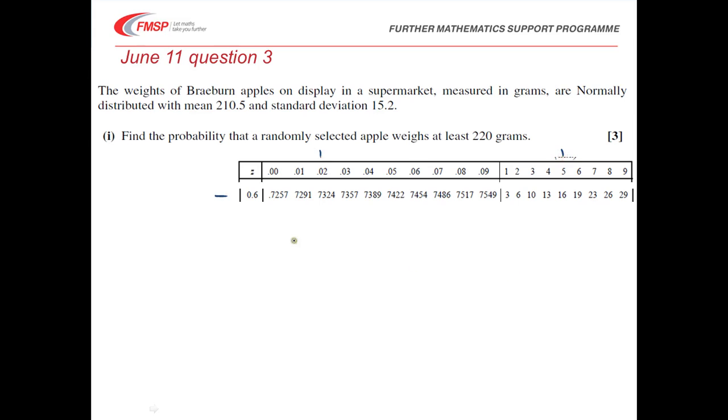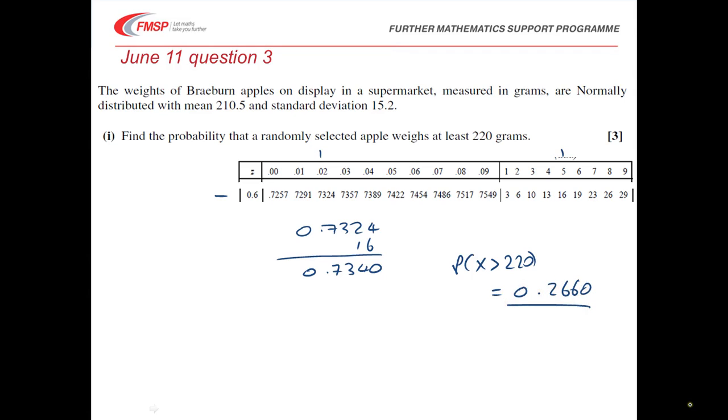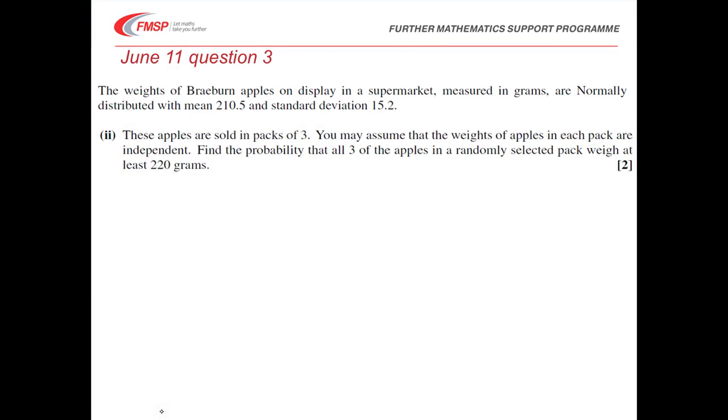0.625 again. Just go through this. So 0.7324, and I'm adding 16. So that's 0.7340, and I'm looking for 1 minus that. So that's going to be 0.2660. So again, accuracy mark there. So quite a nice question, these. Then it gets a bit more fun.